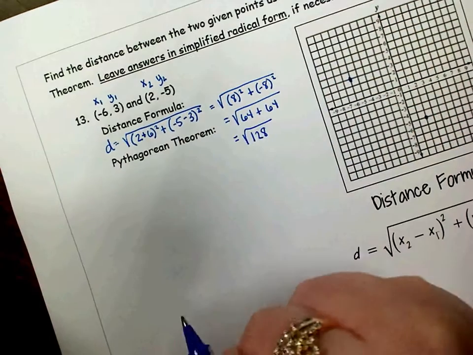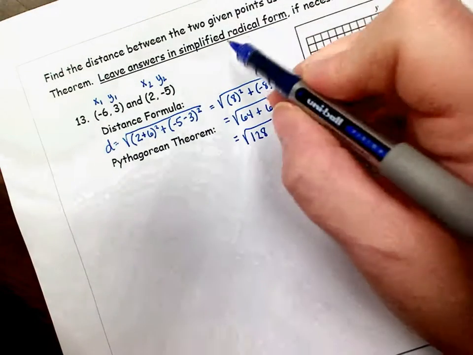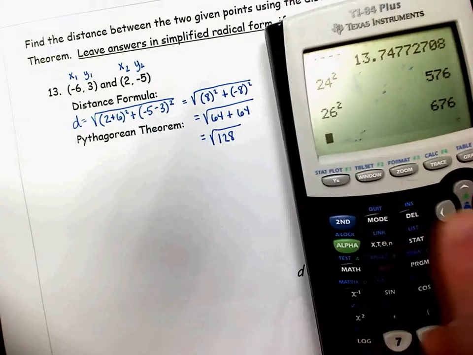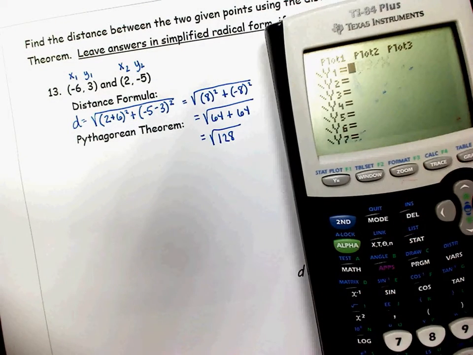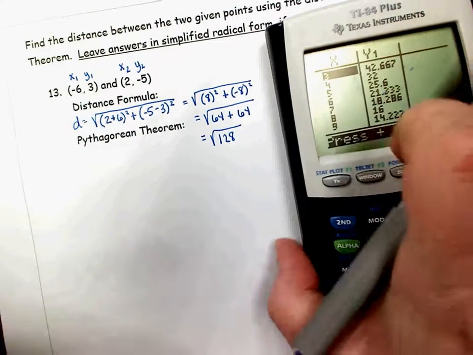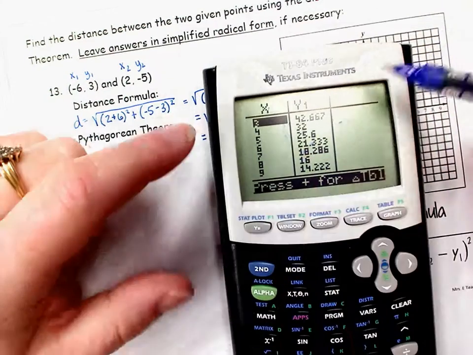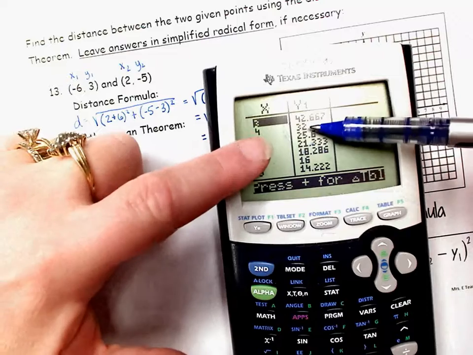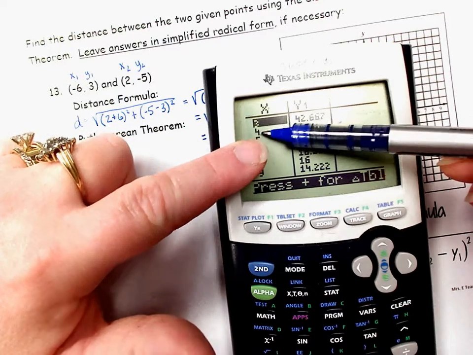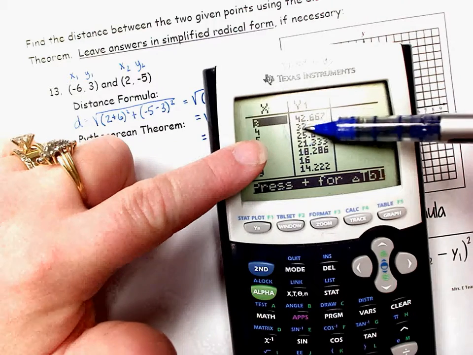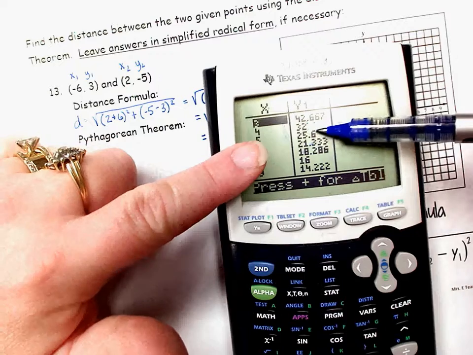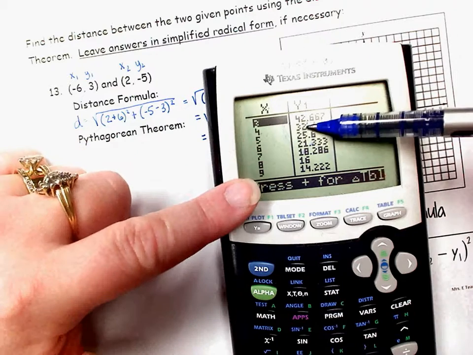Now 128 is not one of my perfect squares, but remember we have to simplify that radical. So if you need the factor pairs, you can go to your y equals, put in 128 divided by x, look at your table, and remember you're looking for perfect square factors. Okay, now 4 and 32, 4 is a perfect square, but that's not the biggest one, because 32 can still be separated into 4 times 8, 8 can still be separated into 4 times 2, so this is not the best one to use here.